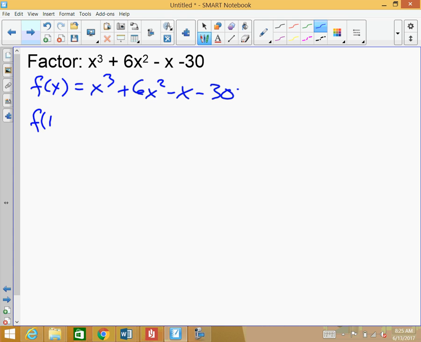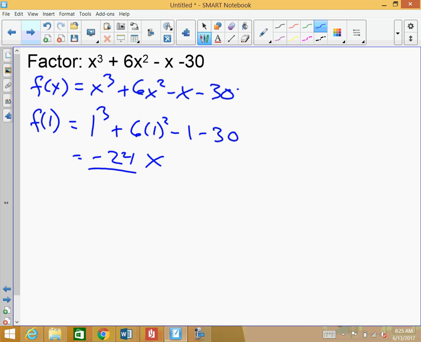So we go f of 1, so 1 cubed plus 6 times 1 squared minus 1 minus 30. Well, it's going to be 1 plus 6 is 7, minus 1 is 6, minus 30. That actually gives me negative 24 again. But that's not 0, so I can't really use 1.